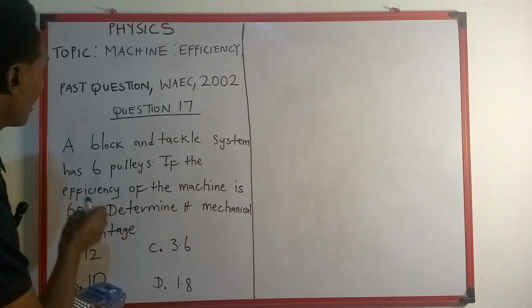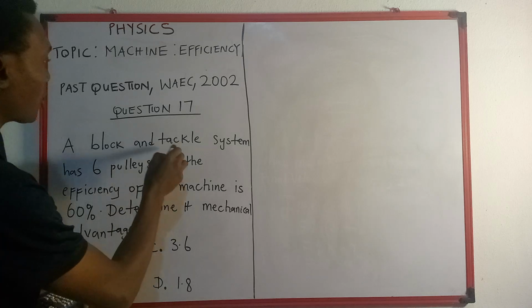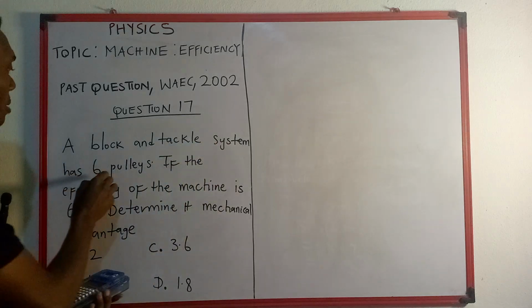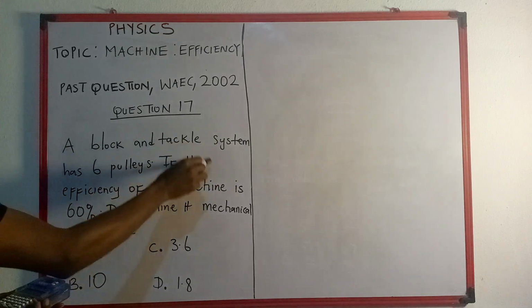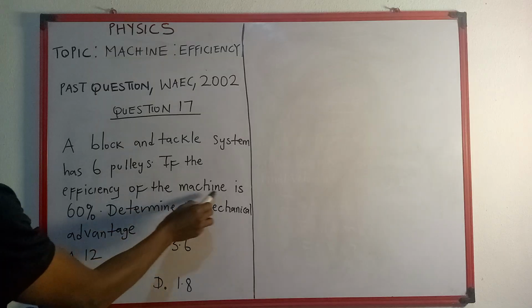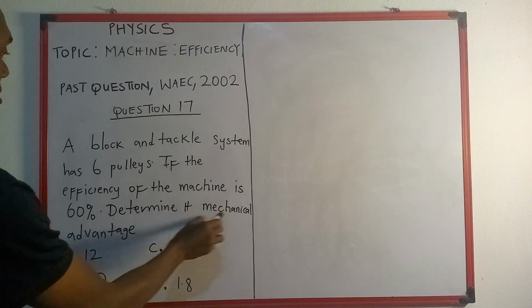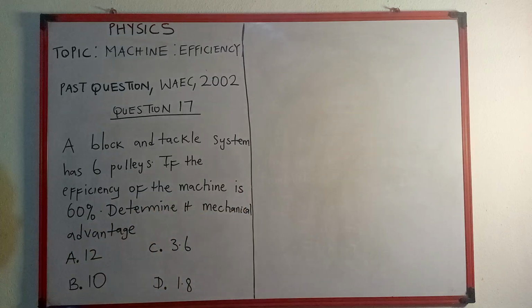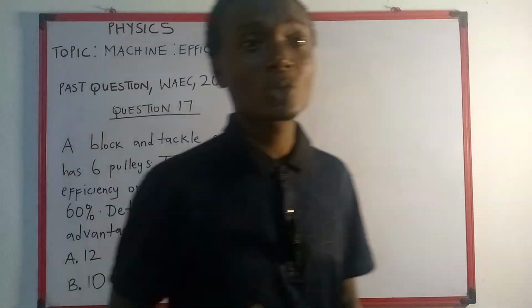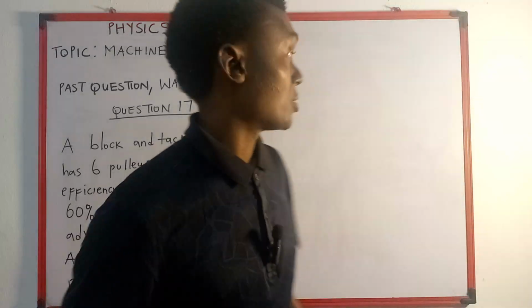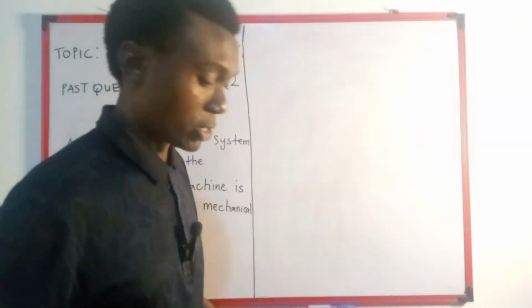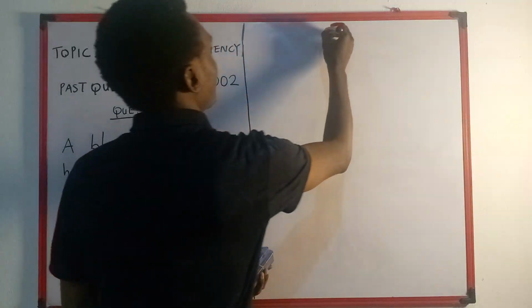Question 17. A block and tackle system has 6 pulleys. If the efficiency of the machine is 60%, determine its mechanical advantage. So we are meant to find the mechanical advantage of this particular machine. So solution.